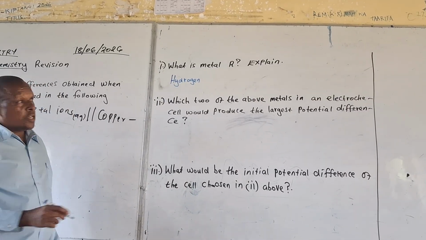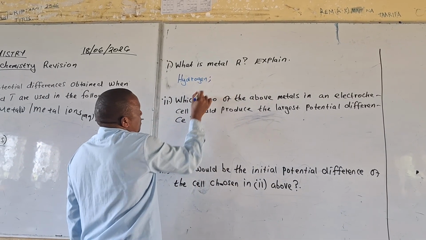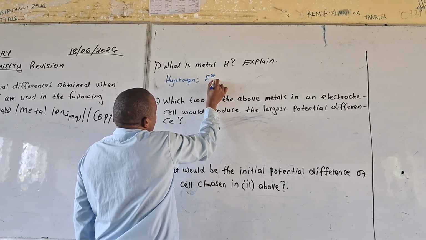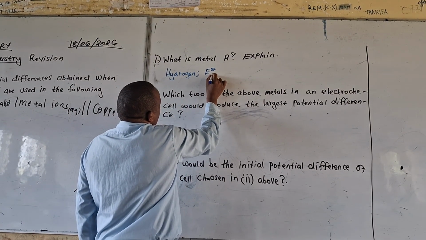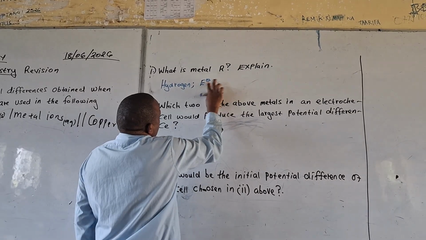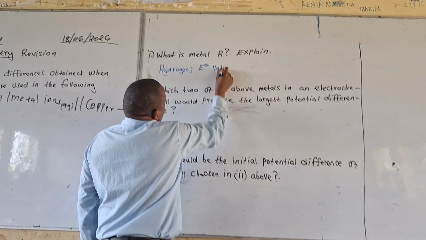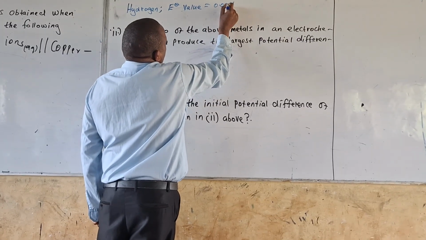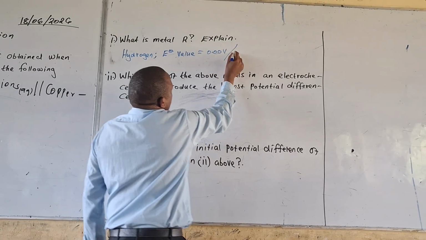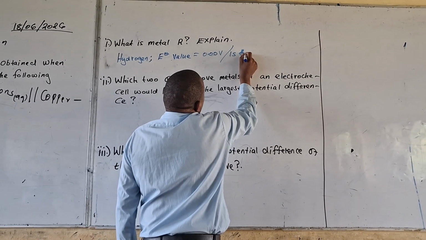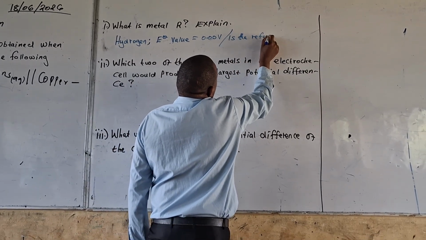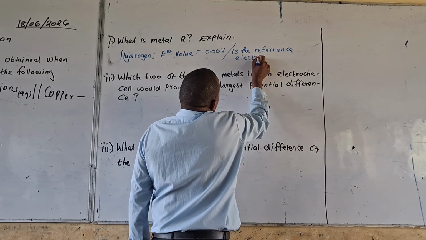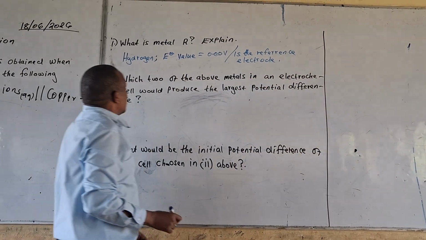Explain. Now the explanation is this. You put a semicolon like that, and then you say hydrogen's standard value is equal to 0.00 volts. Or you can say it is the reference electrode. So we are done with that.